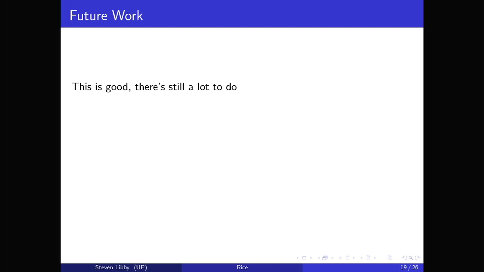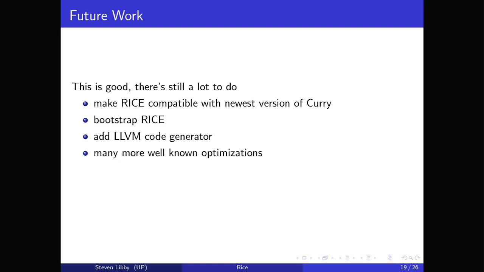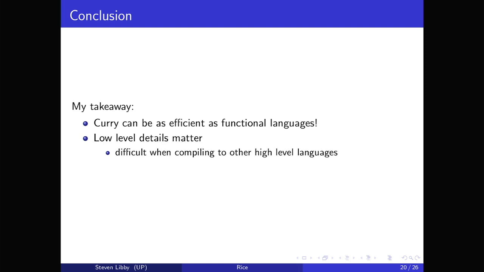Going forward, there's still a lot to do. I want to make Rice compatible with the current version of Curry. I want to bootstrap Rice, because right now it's compiling with PAKCS. And I want to add an LLVM code generator, and I have several other ideas. My takeaway here, though, is Curry can be just as efficient as functional languages. I don't see any reason why it couldn't be. So I think that argument from the start that, oh, Curry just isn't as fast as Haskell, I don't think there's any reason this needs to be true. But the low-level details really matter here, and I think that's really important to focus on.